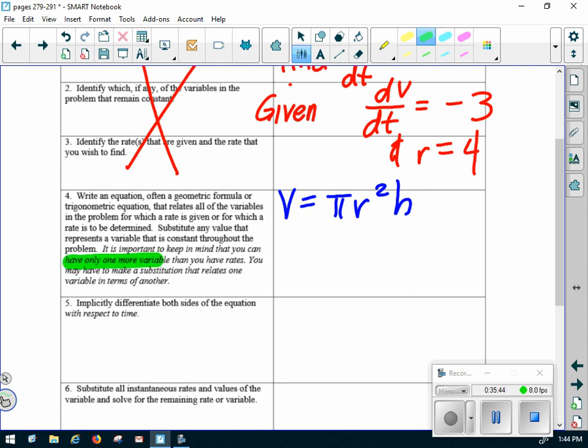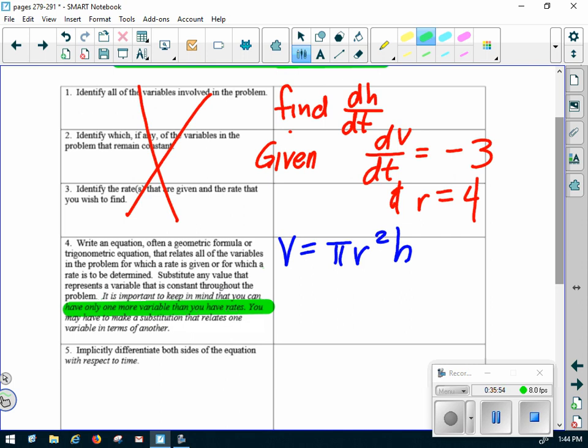Now, before you do that, look at the thing that I've had you highlight. You can only have one more variable than you have rates. How many variables do I have here in this problem? 3. How many rates am I given? 1. When you have a case like that, that means there's one of those variables that you're not going to be allowed to have in there. And in this case, it's because the radius is constant. So go ahead and substitute that in.